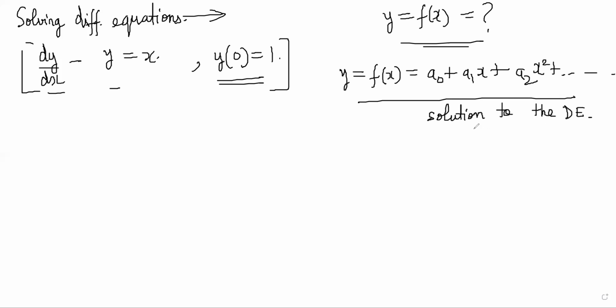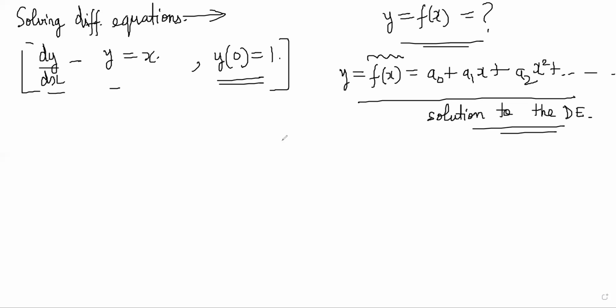So why are we able to assume this? Because whatever be the function f of x, it is possible to express that as a power series expansion. So even though it might not be 100% accurate, it is a very good approximation. Any function in a differentiable interval can be expressed as a power series. So we are just saying that let y is equal to f of x, which is the solution for this differential equation, be written as this power series.